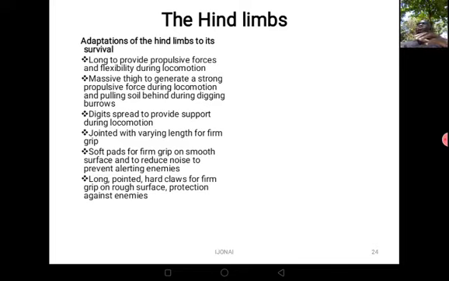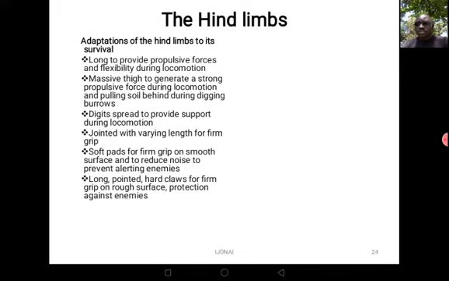So the forelimb is used for digging, a hind limb is used for kicking the soil backwards. So you should be having a strong muscle to be able to do that. So that's why the hind limb have muscles which are bigger compared to the forelimbs. And then their digits spread to provide the support during locomotion. They are jointed for firm grip and flexibility.